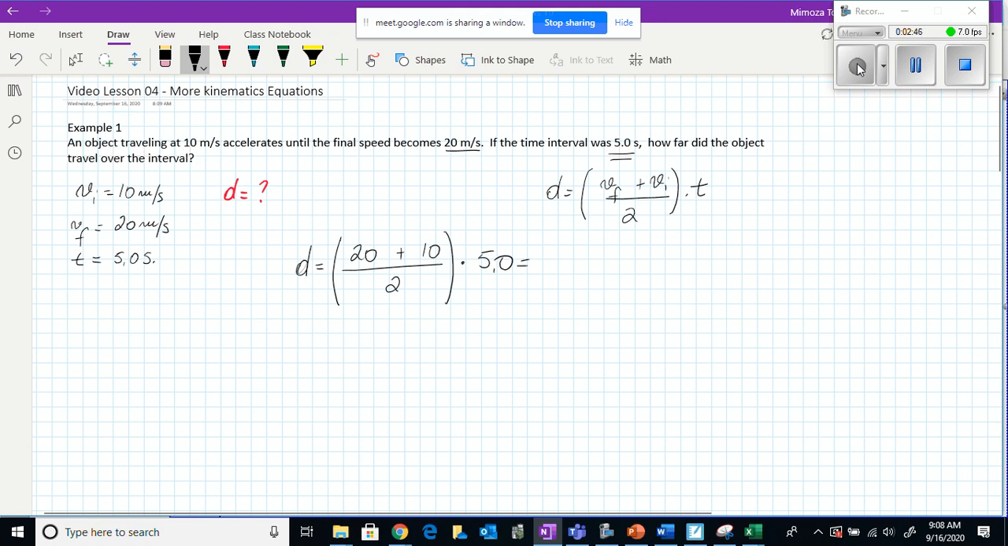And now in your calculator, please tell me what that value is through the chat. It is 75 meters, and this is with the correct sig digs, because whatever the question is giving us has 2 sig digs. The lowest number of sig digs in the given is 2 sig digs. So the final answer will be displacement or distance is equal to 75 meters.